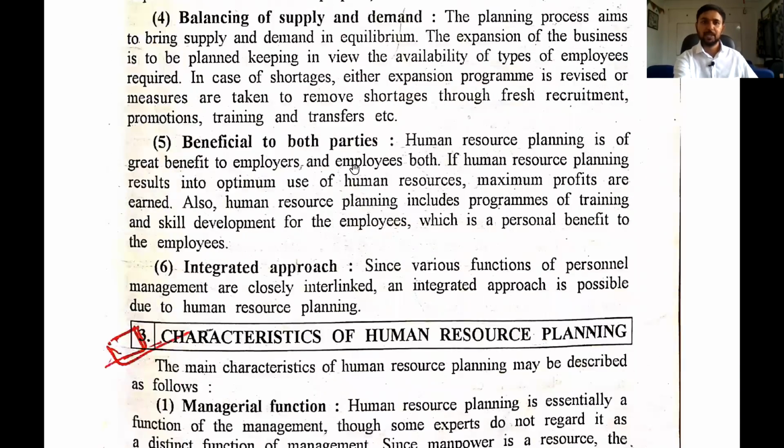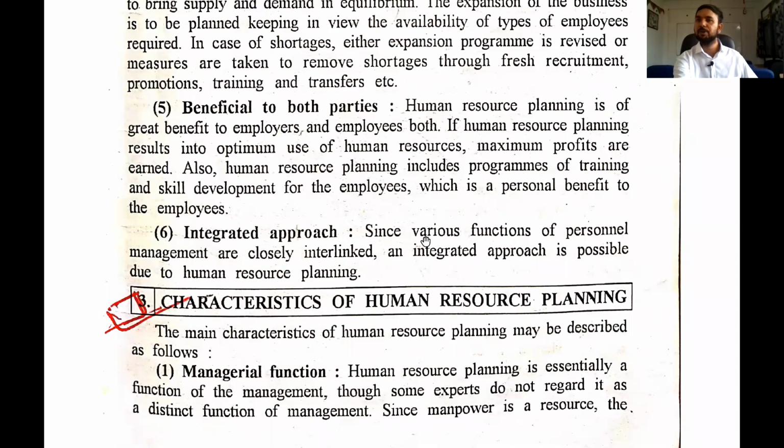And more than that, now we will see the characteristics of human resource planning. What are the characteristics of human resource planning? The first one is it is a managerial function. So guys, as the functions of management are planning, organizing, staffing, directing, controlling, all these things are the functions of the management. But human resource planning should also be a function of the management. So we can consider human resource planning as a function of management. So we can say it is a managerial function.